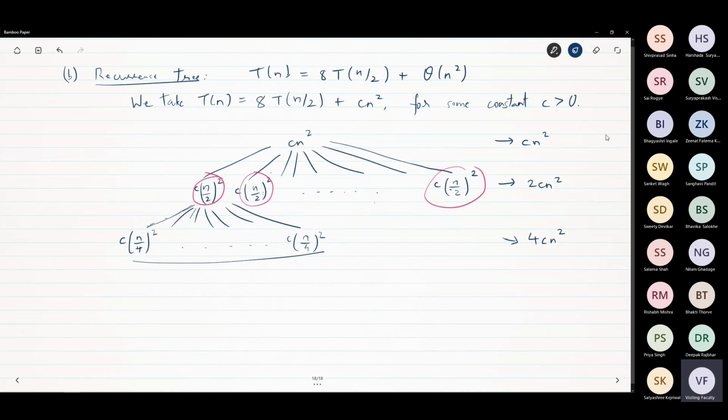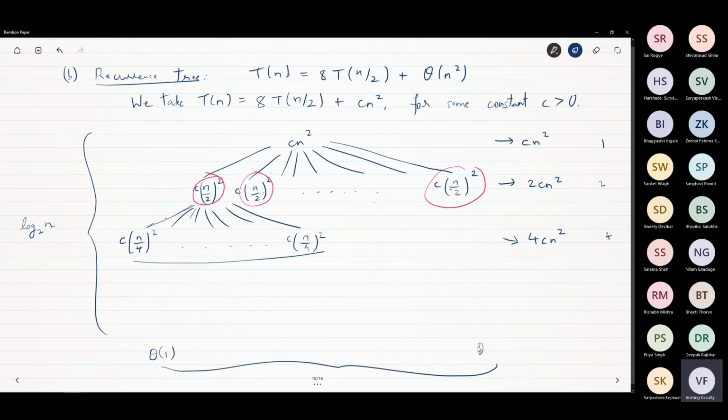Correct. So at height 0 you have 1 Cn squared. At height 1 you have 2 Cn squared. At height 3 you have 4 Cn squared. Right? So up to where will this go? Because you have n by 2, n by 4. So what will be the height? What is the height of the tree? Height is log n to the base 2. Very nice.